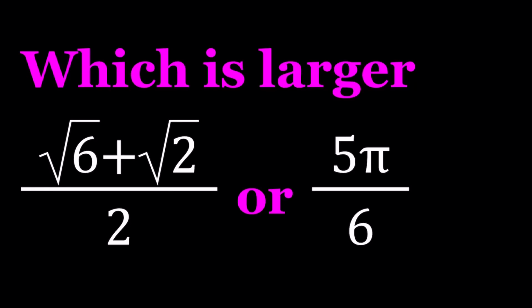Hello everyone. In this video we're going to be comparing two numbers and find out which one is larger. We have square root of 6 plus square root of 2 all over 2 and 5 pi over 6. Now we need to find which number is larger.